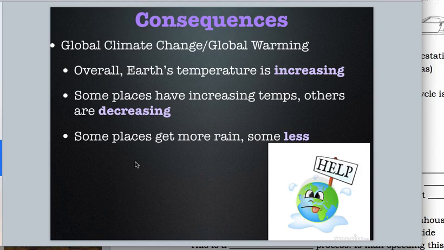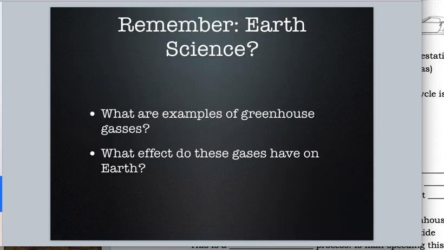So this is why we call it global climate change, not global warming, because not all places have increasing temperatures. Okay, so it affects things a little bit differently. All right, now, do you guys remember greenhouse gases are a major cause of global climate change? Do you remember what some of those greenhouse gases are? How they affect Earth?